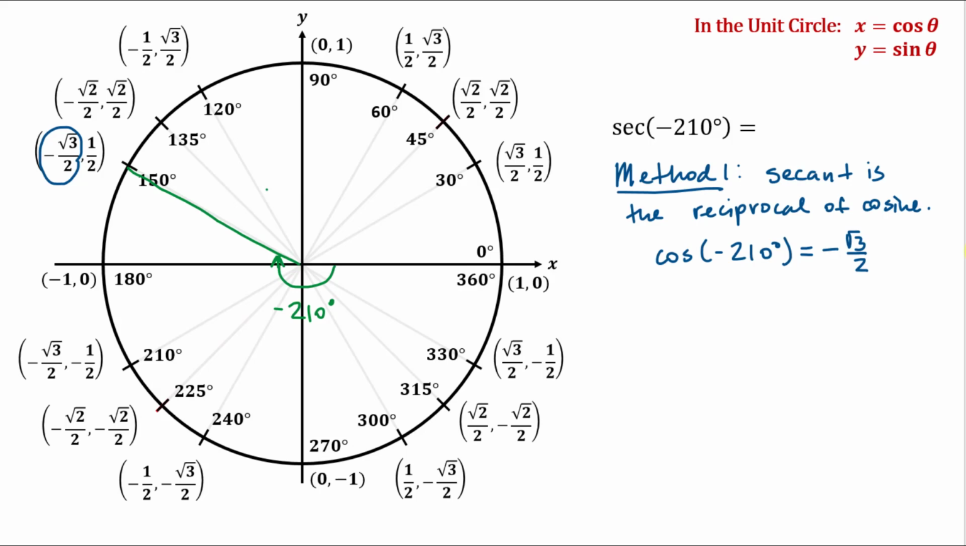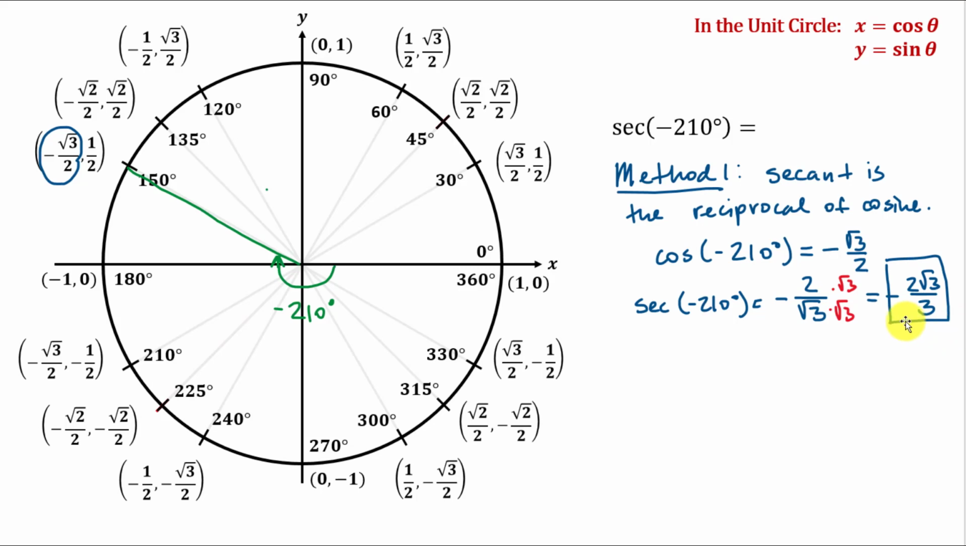To find secant, I simply have to take the reciprocal of that number. So then secant will be negative 2 over radical 3. And of course this fraction has to be rationalized, so I'm going to multiply by radical 3 on the bottom and radical 3 on the top. So that gives me negative 2 radical 3 over 3. And that will be the answer.